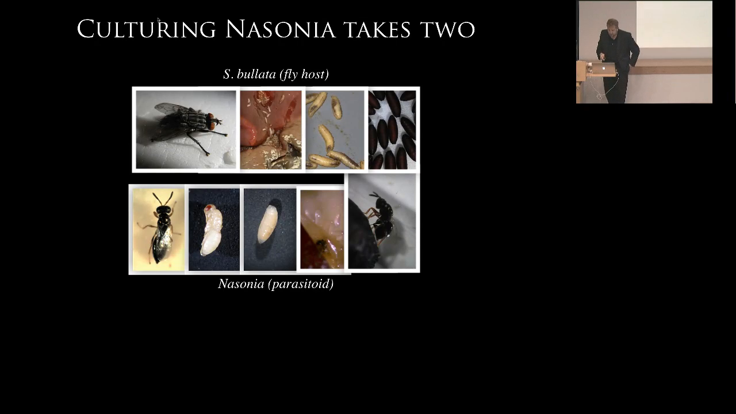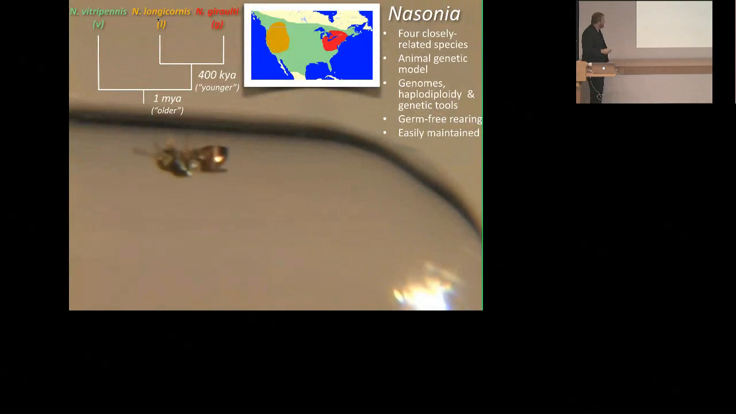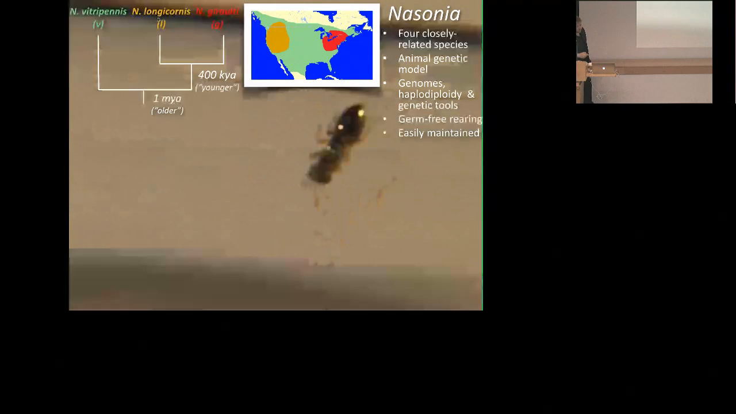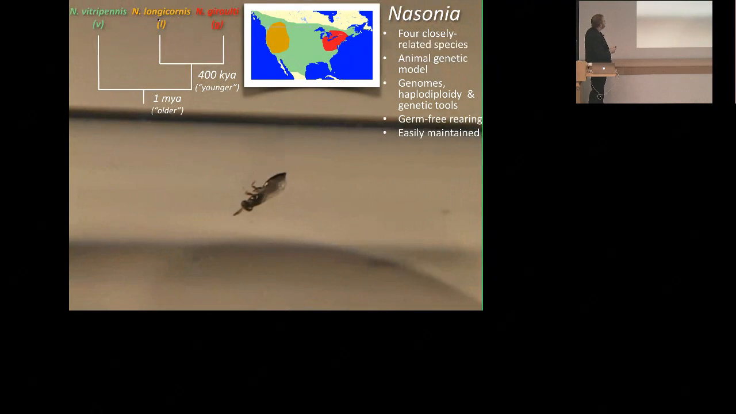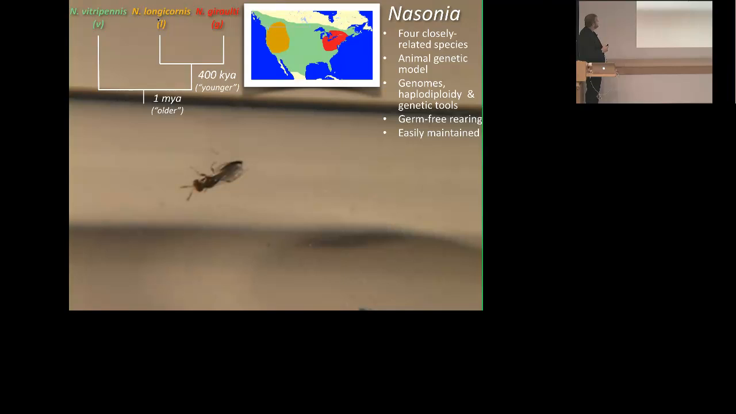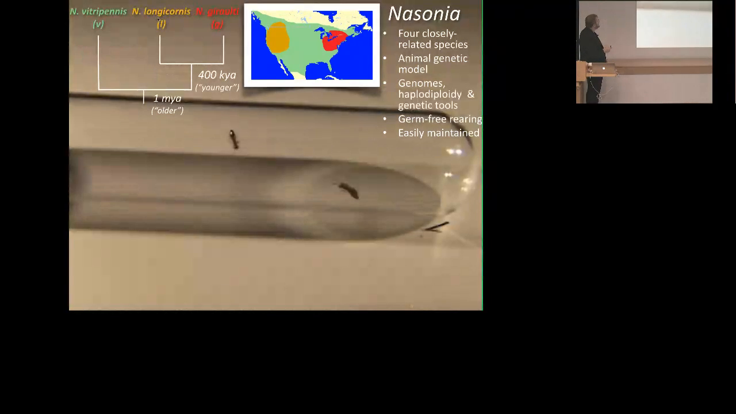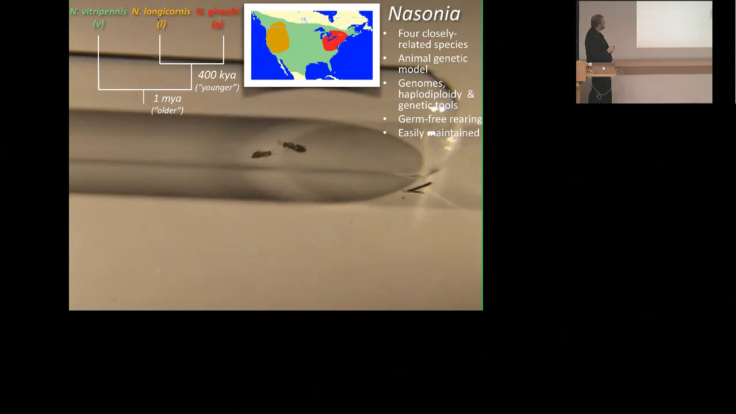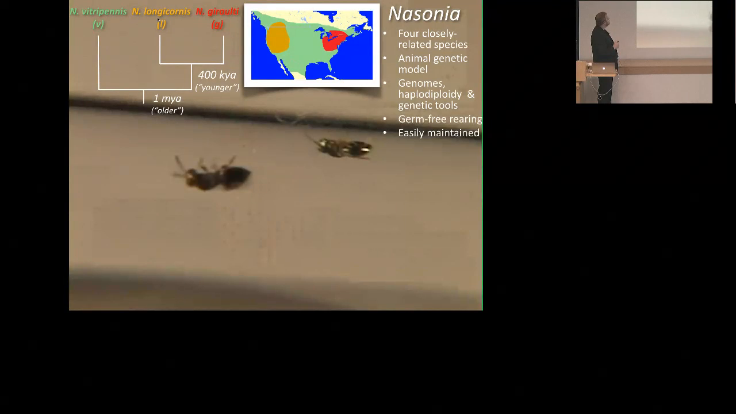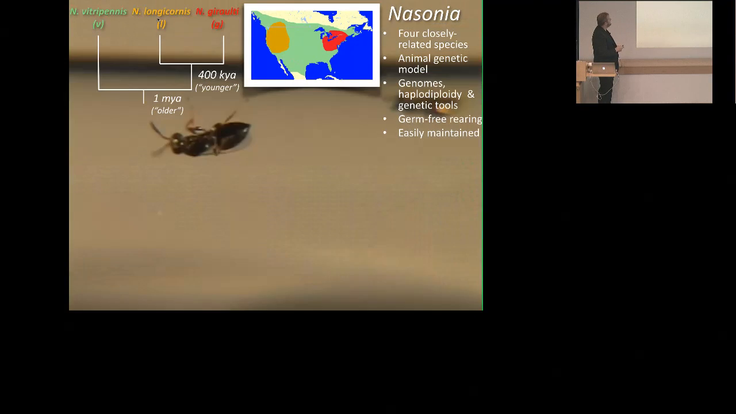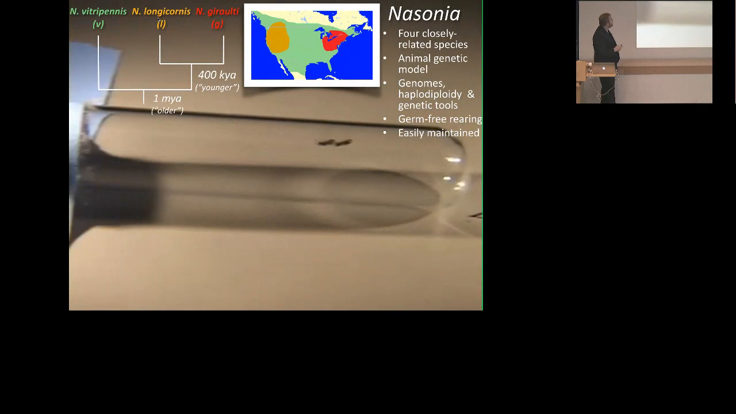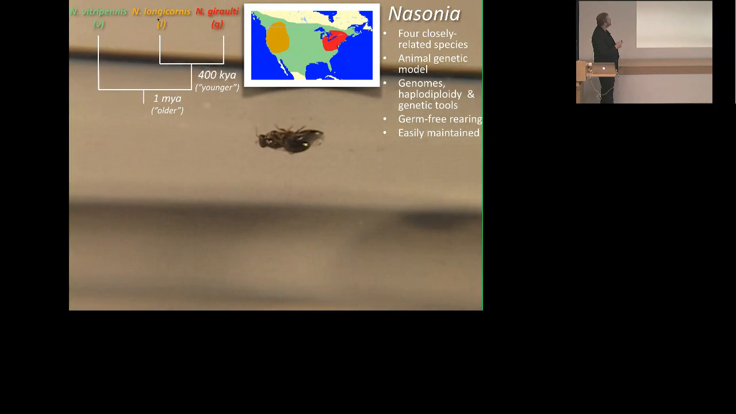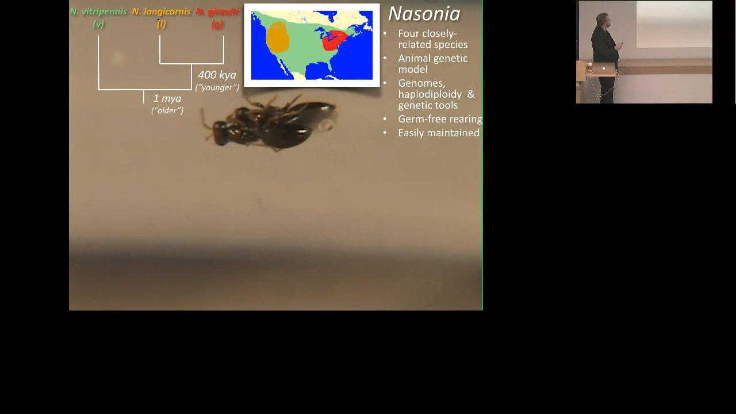All right. So here's a video of Nasonia. This will be a male and a female mating together. And if I can get your attention away from the video, I want to point out some biology that's important to this talk. So there are three species that we primarily study. One is an older species pair. It's vitripennis to giraldi that diverged about 1 million years ago. We call this the older species pair. The younger species pair is an internal control. This is giraldi and longicornis that diverged only 400,000 years ago.